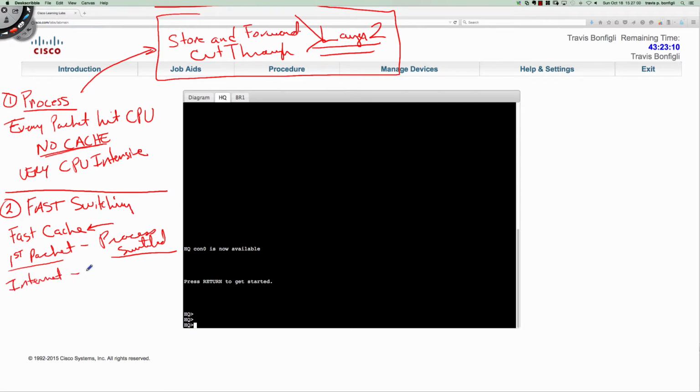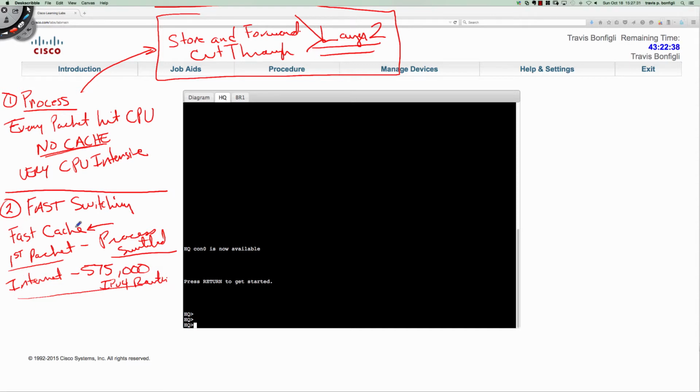Now the internet, as of the last time I checked a couple weeks ago, is closing in on 575,000 IPv4 routes. And the routing information on the internet is constantly changing. So fast switching, while it's not the worst thing in the world for an enterprise environment, is not the solution that you would want for the internet.